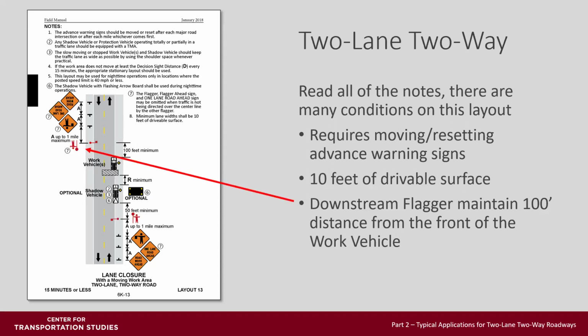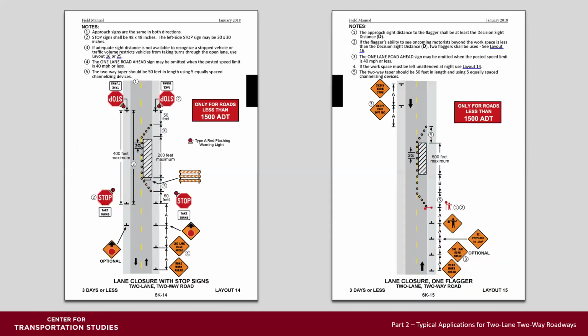Again, the downstream flagger has to move with the operation and maintain that 100-foot distance from the front of the work vehicle to allow vehicles to get back into their normal lane. For both of these layouts, note that adequate sight distance is required for both of them.